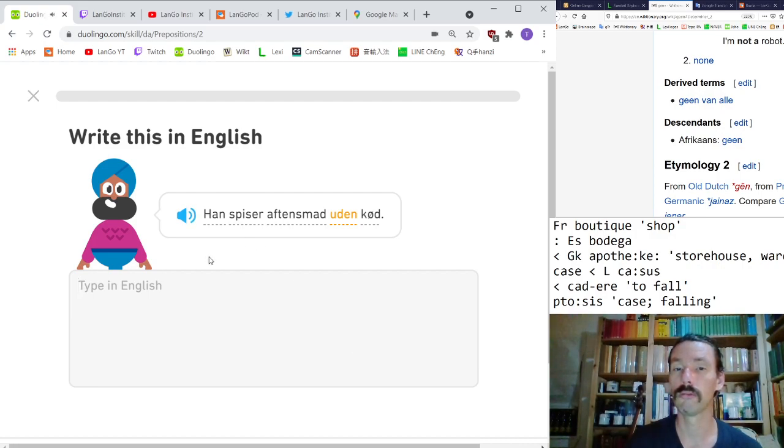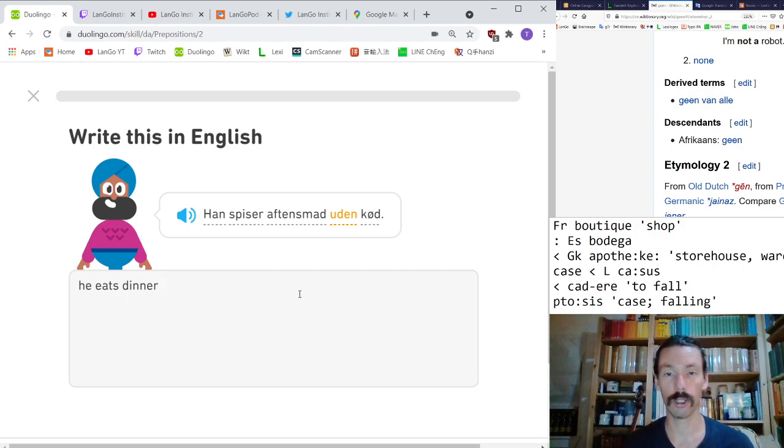Han spiser aftensmad uden kød. So you get this diphthong effect of the raising tongue. Uden kød. He eats. So uden, utan or butan in Old English, outside. Han spiser, he eats. Here it means without. So the ut part is shared by without and this Danish word. Aftensmad, etymologically, eats, dinner. Good. Some of the meal names have shifted in these languages.